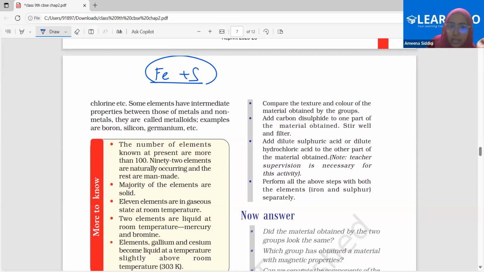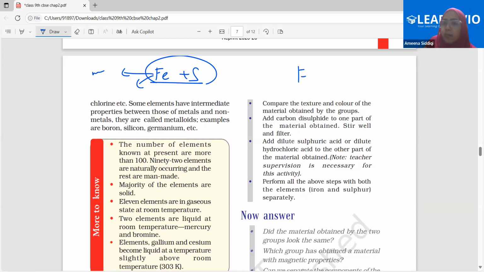So if iron is attracted towards a magnet, yes or no? Since it is a mixture, magnetism will be applied here. Why? Because the properties of iron will be there in the mixture, and hence the mixture will be attracted towards the magnet. Is it clear?